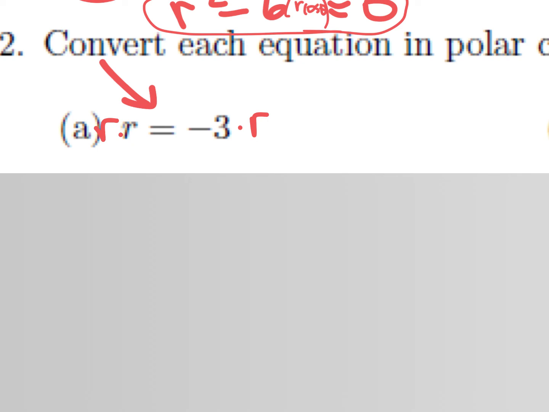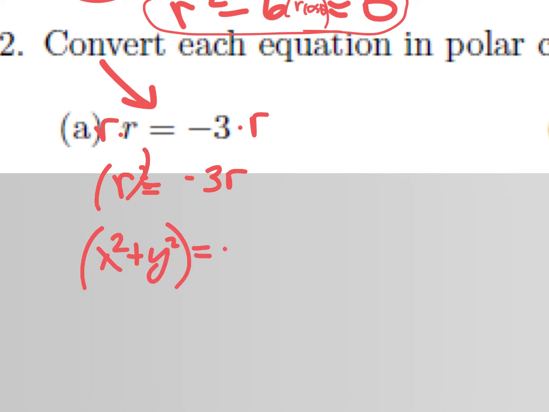So that would work. And this is important because these are two of the things you're going to have to do on the test. Okay, so I multiply both sides by R. That works because then I got R squared and I know what that is. It's right on the sheet. It's like the identity sheet, except you made it yourself. And what is R squared equal to? R squared could be replaced with x squared plus y squared. And then this is negative 3 times an R. If I knew what an R was, I would have probably just done something different in the first place.